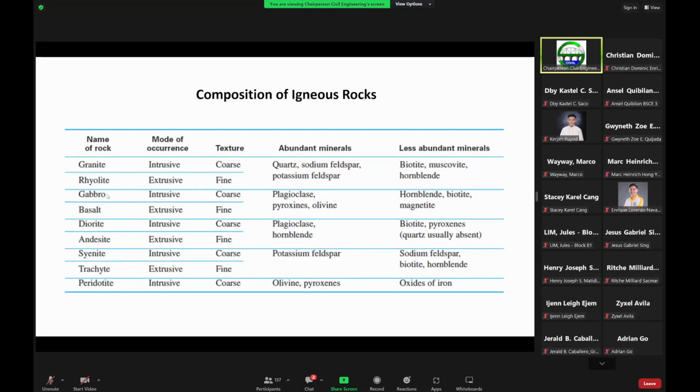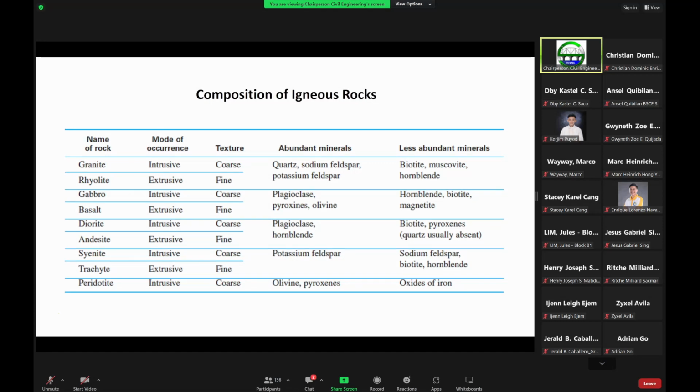Then, for the case of gabbro and basalt, the abundant minerals are the plagioclase, the pyroxenes, and the olivine. Then the less abundant minerals are the hornblende, biotite, and the magnetite. Now, in the case of diorite and andesite, the abundant minerals are the plagioclase and the hornblende. And then the less abundant minerals are the biotite and the pyroxenes, quartz usually absent.